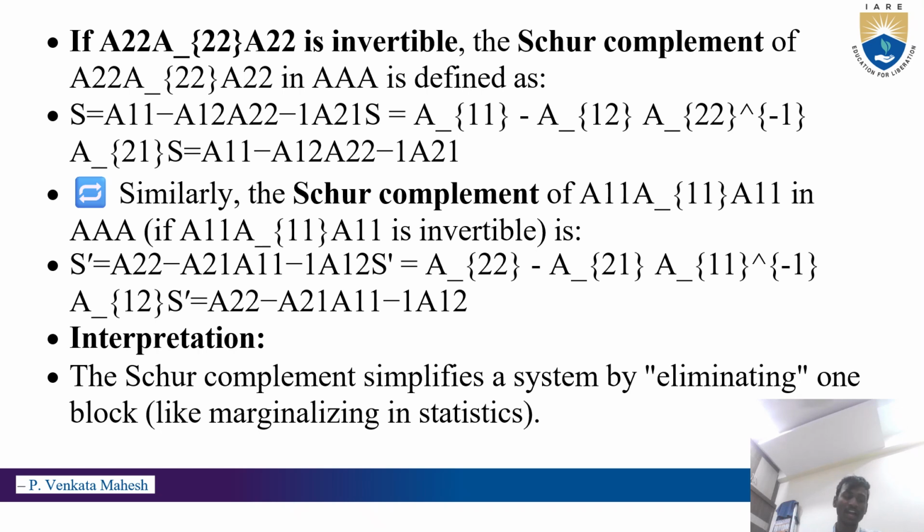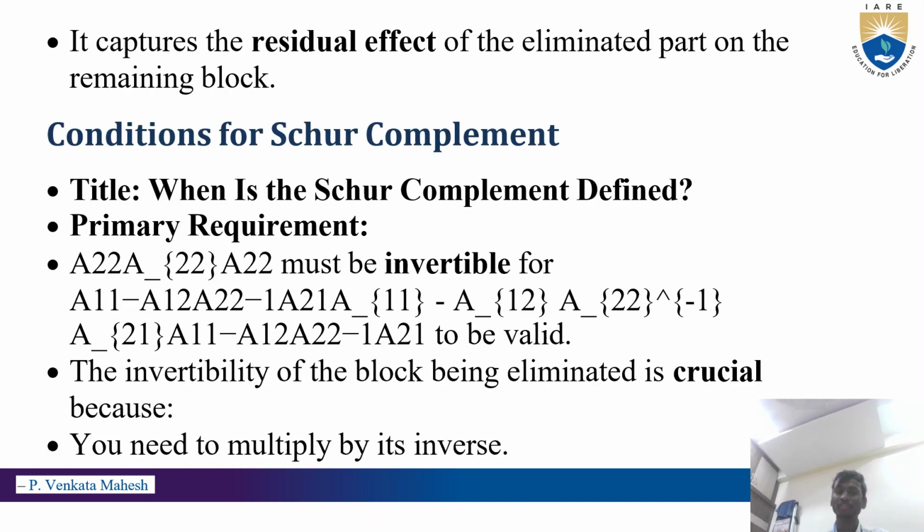Now I would like to add an interpretation. The Schur complement simplifies a system by eliminating one block of the block matrix. It captures an effect called the residual effect of the eliminated part. Now there are a few conditions we have to follow in order to determine the Schur complement.